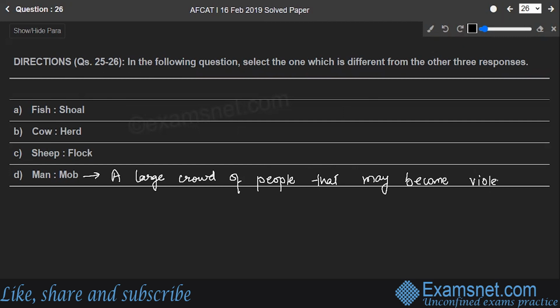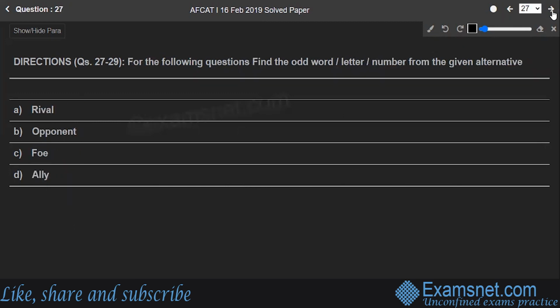All right. So in all the pairs, the second one is the collective group of the first: shoal, herd, flock. Whereas the mob is a large crowd of people that may become violent. So this is the odd one out. Option D. Hope you're clear. Next is question number 27.